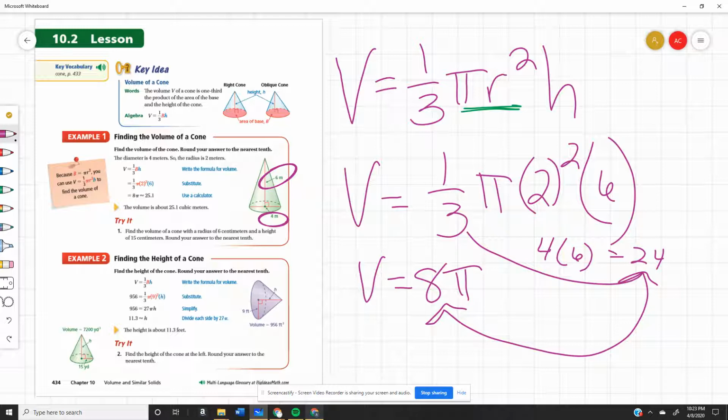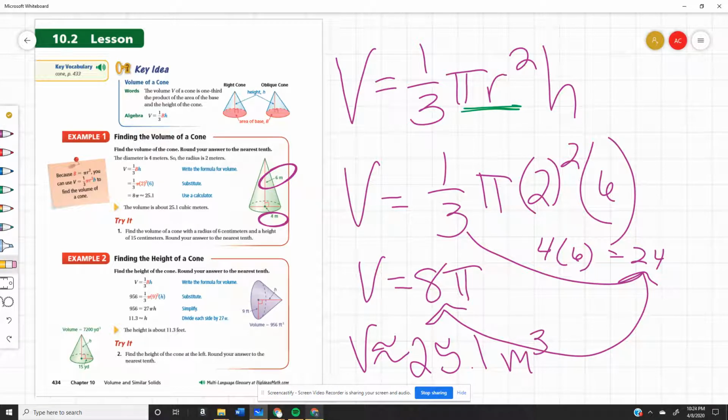So then you're just going to use a calculator to do 8 times pi or 3.14. If your calculator has the pi function, it's always best to use that because that's going to give you a much more accurate answer. If your calculator does not have the pi button, then estimate pi to be 3.14. And you get 25.12. So we would say volume is approximately equal to 25.1. Now we're dealing with volume. Volume is always cubed. So we would say meters cubed or cubic meters. Okay, so now go ahead and do the try it.